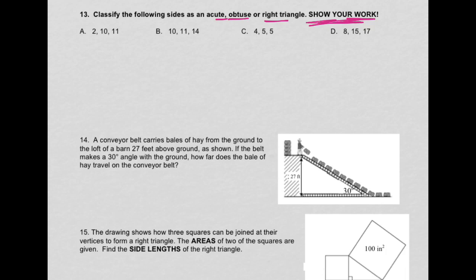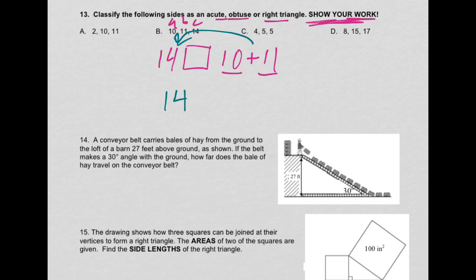Let's look at 10, 11, 14. And so first, we got my A, my B, and my C. And so I'm going to put my C over here, 14. And then 10 plus 11, just to see if it can be a triangle. So can my 10 and 11 gang up and beat up on my 14? 14 is indeed less than 21. So we're good to go. It is a triangle.